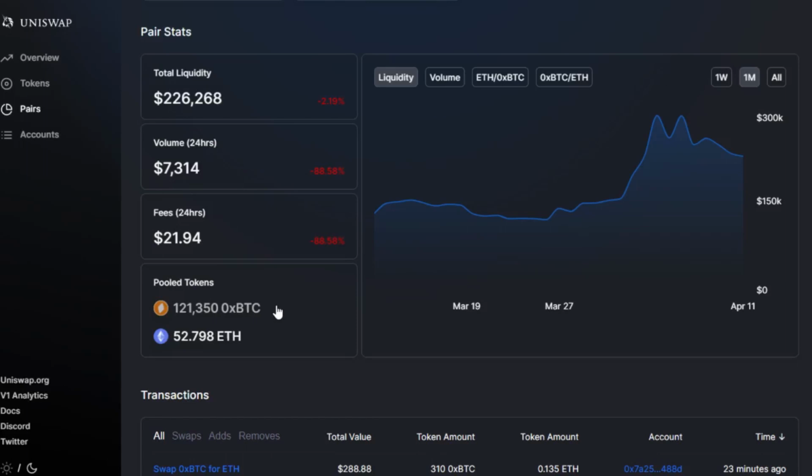When you add liquidity to the pool, you will be rewarded with LP tokens. Your LP tokens represent your share of the pool. For example, if there are 10 total LP tokens and you have one LP token, that means that you own 10% of the pool. You own 10% of the vault. So at a later time, you can turn in those LP tokens and you will receive 10% of all the contents of the vault at that time.